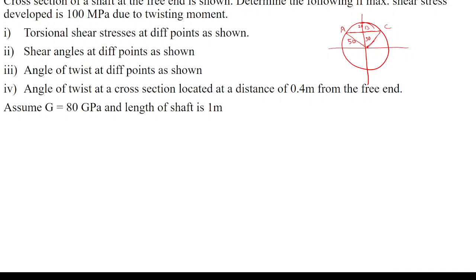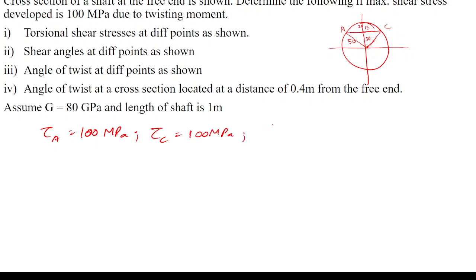Coming to this problem, the cross section of a shaft at the free end is shown. Determine the following if the maximum shear stress developed is 100 megapascal due to twisting moment. You have to find the torsional shear stresses at different points as shown here, like A, B, C. Can you say what is the torsional shear stress at point A? 100 MPa. Why? Because it is at the outer radius. And what is the shear stress at point C also? It is also 100 MPa.